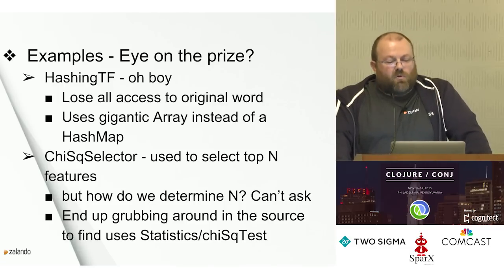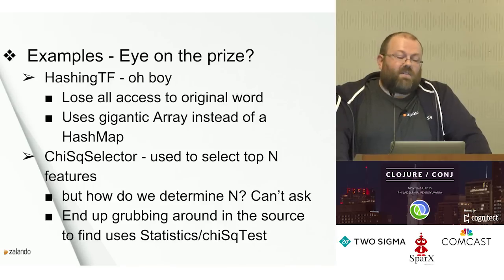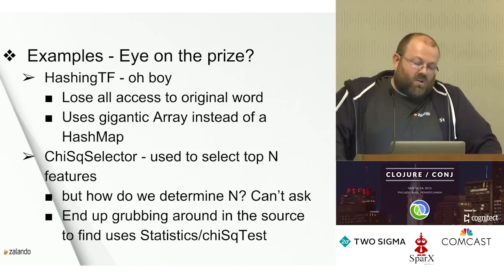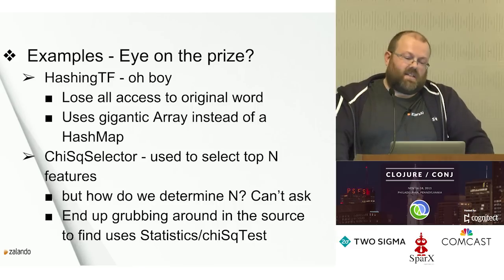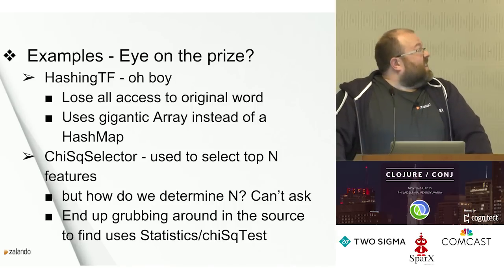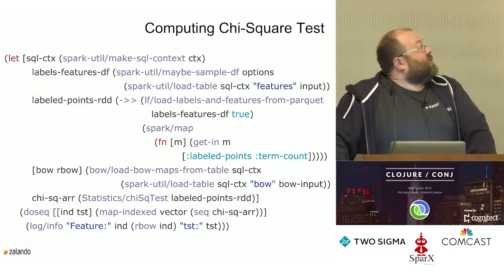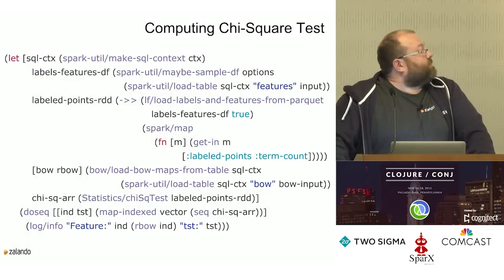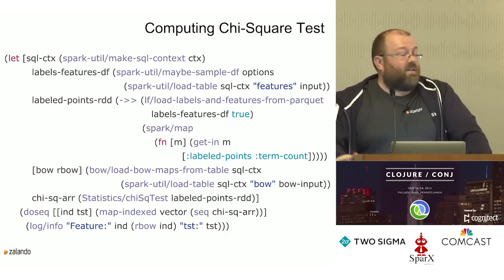Unfortunately, you end up grubbing around in the source code unless you know the libraries very well, and find out that it uses a Scala object called statistics, and it uses the chi-square test from that. So here's an example in code of how you would actually compute the chi-square test to figure out your feature count.